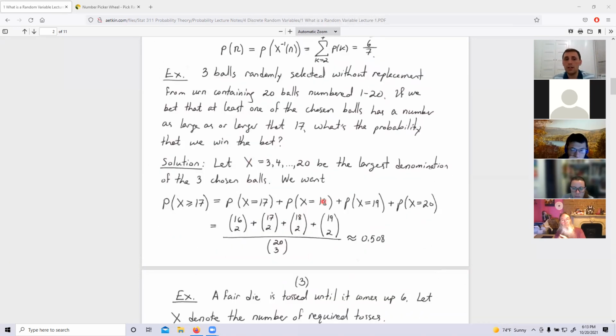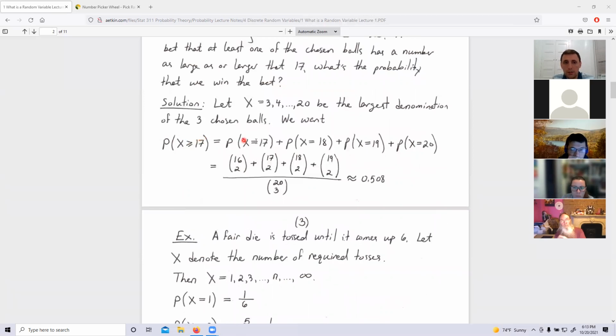You agree? So then we want the probability that X is bigger than 17. Well, that's the probability that X is 17 plus X is 18 plus X is 19 plus X is 20. You agree? Now, what's the probability X is 17? That means the largest is 17. Well, then I can choose 2 balls from any number smaller than 17. So 16 choose 2 divided by 20 choose 3 is the probability here. Now this probability is 17 choose 2 divided by 20 choose 3, and so on. Do you agree? And I then add them up and I get this number. Everyone understands?